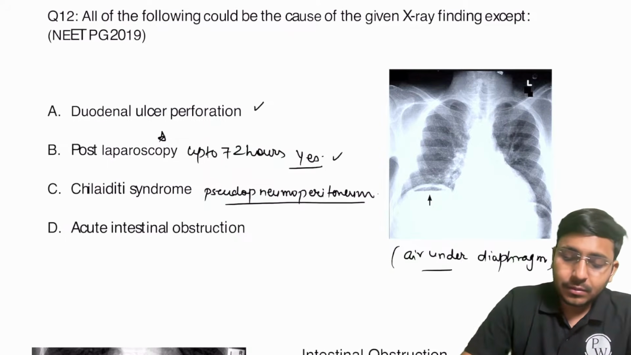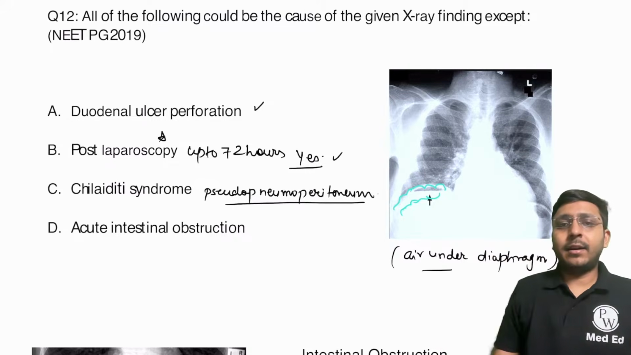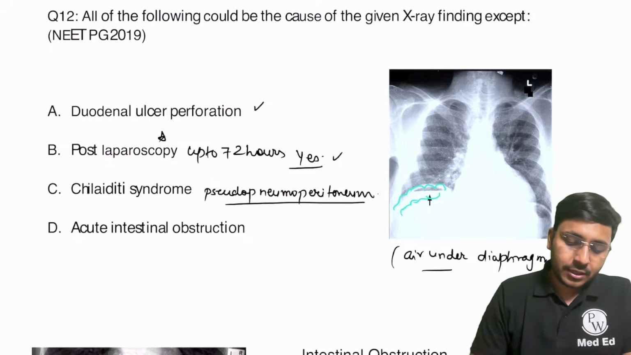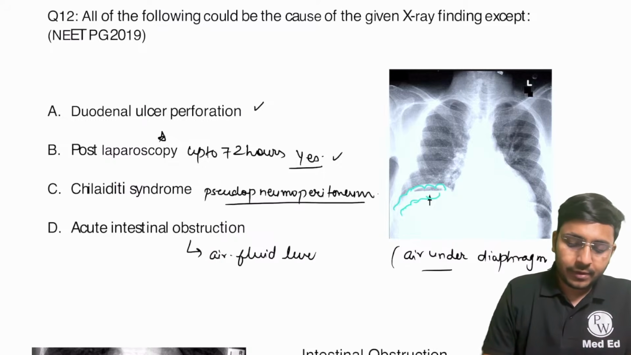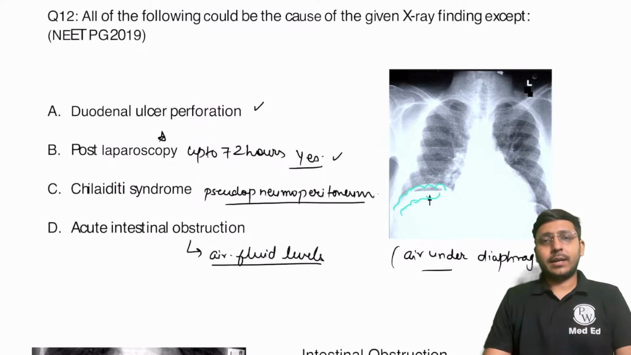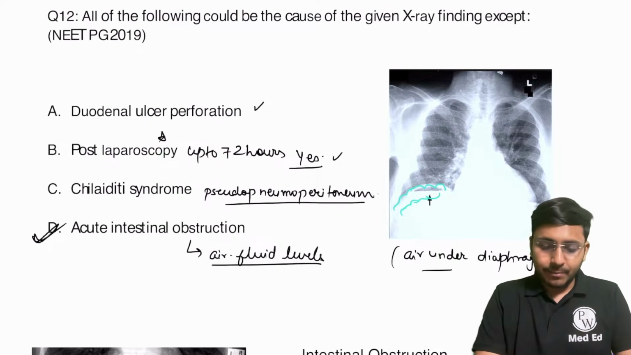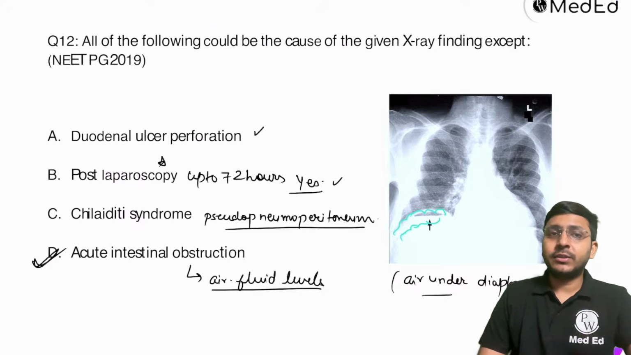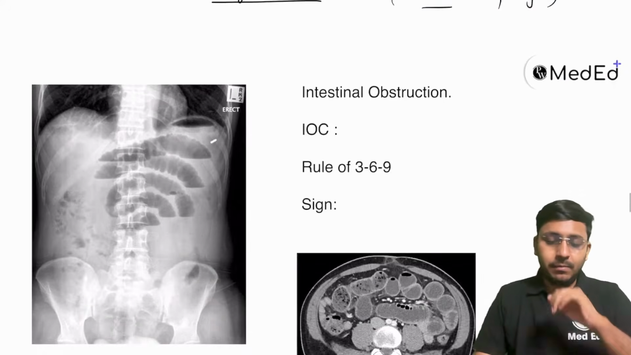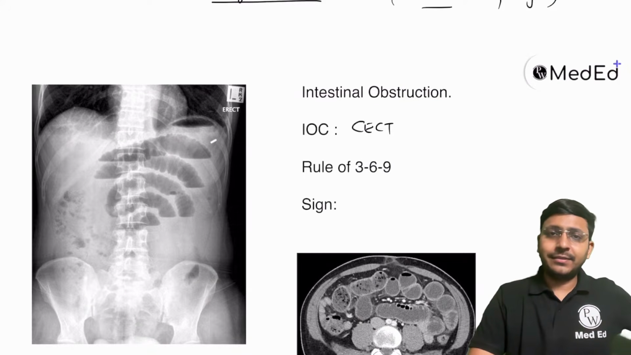Pseudo-pneumoperitoneum, that is, the colon gets interposed between the diaphragm and the liver. So in that case also you sometimes see air under the diaphragm. Now, acute intestinal obstruction on X-ray, you see air-fluid levels. Right? So the correct answer here is acute intestinal obstruction. You don't see air under the diaphragm normally in acute intestinal obstruction. Now, if it's perforated, then only you will see air under the diaphragm. So, the investigation of choice for intestinal obstruction is CECT.